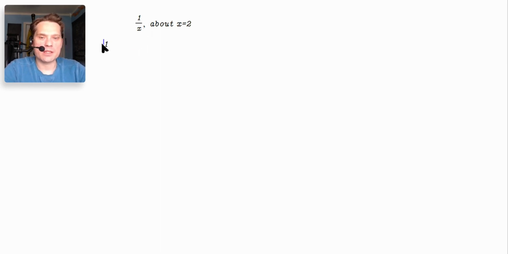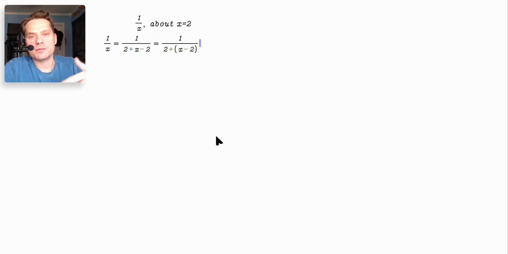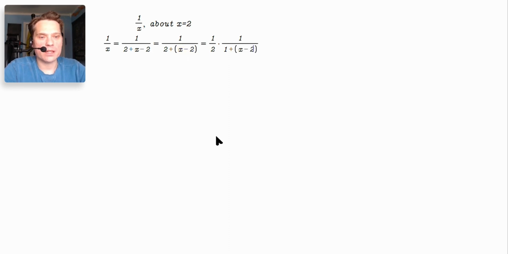That means the following. I can begin by writing 1 over x is equal to 1 over 2 plus x minus 2. This is allowed because 2 minus 2 is 0. You're not changing anything. So it's more like 1 over 2, and then if you want to be a bit more careful, within parentheses x minus 2. Again, 2 minus 2 is 0. Then I factor 1/2 out this way, separate it away. So that means what we have left over is 1 plus x minus 2 divided by 2.